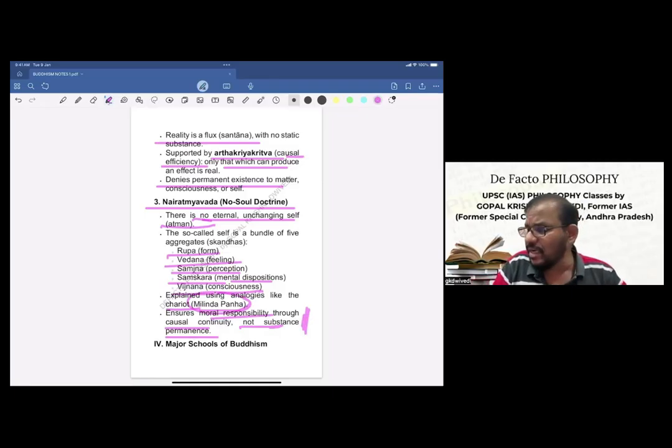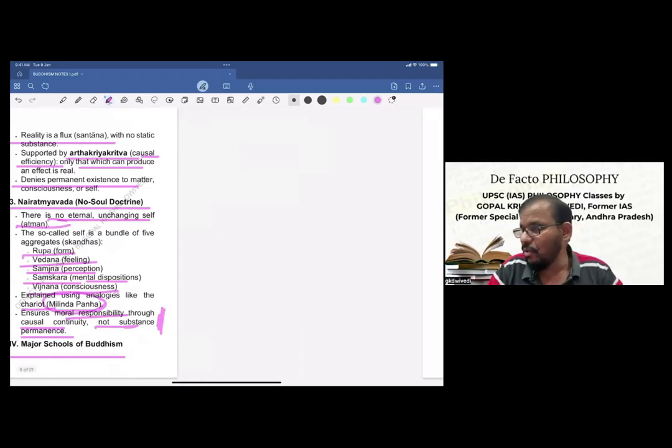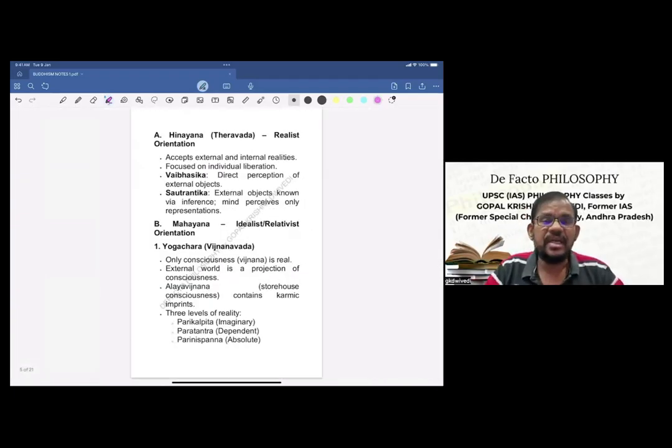Now, what are the major schools of Buddhism? Because as I told earlier also, Buddhism has different schools. Now, let us start with the major schools. First is Hinayana, that is Theravada, or realist orientation school, they call it. So, Theravada or Hinayana, realist oriented school. And this school believes in external and internal realities. It is focused on individual liberation.